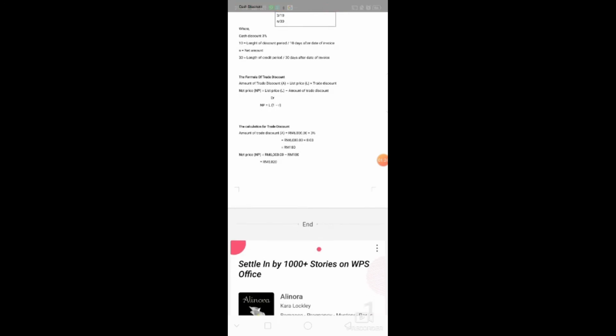This is another invoice, and this is the cash discount, how we count the discount that Ali received. This is the formula of trade discount: normal price equals list price minus amount of trade discount. And this is the calculation: 6,000, the price of the ovens, multiply 3%, and then we get RM 180. So 6,000 minus 180, we get RM 5,820. So Ali has to pay only 5,820 to the supplier.